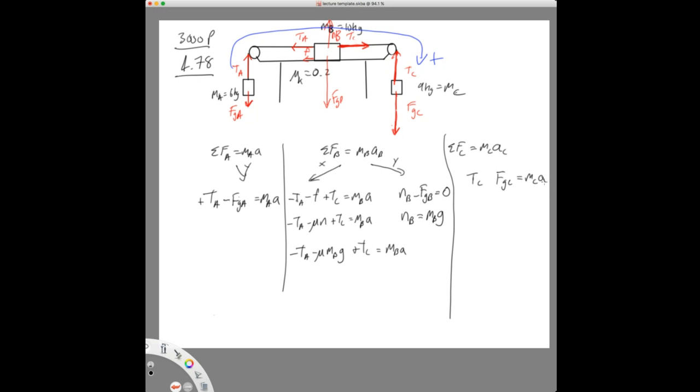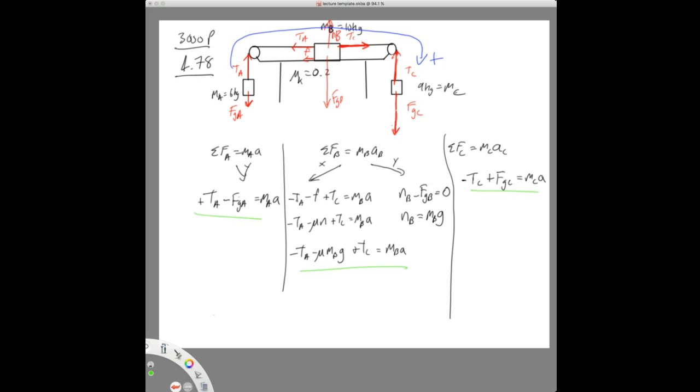And again, using the blue arrow, we're going to get a plus sign for FGC because it's trying to bring the mass in the direction of the arrow, and the tension TC gets a minus sign. Okay, so what I have here are three equations with three unknowns. My equations, I'll quickly underline them in green. These are the three equations I'm talking about.